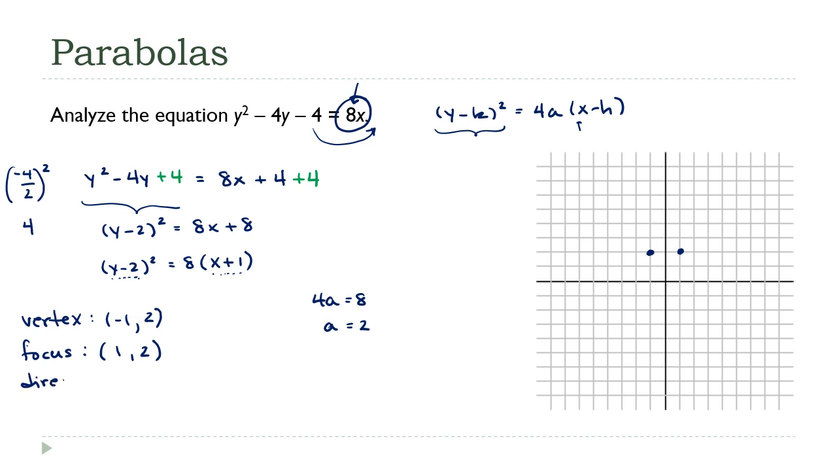That's the focal point. The focus is over 1, up 2. And my directrix is going to be a vertical line, 2 units to the left. So that's this line right here, and that's going to be x equals 3. And finally, the axis of symmetry, that's the line going here through both of these points, and that is y equals 2.